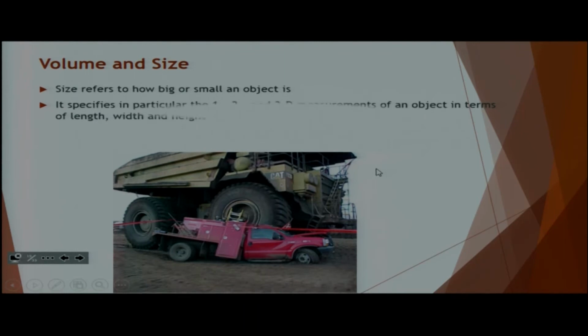Size. Size refers to how big or small an object is. It specifies in a particular one, two or three dimensional measurements of an object in terms of its length, width, as well as height.